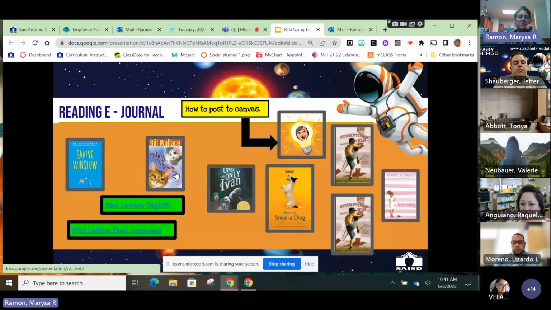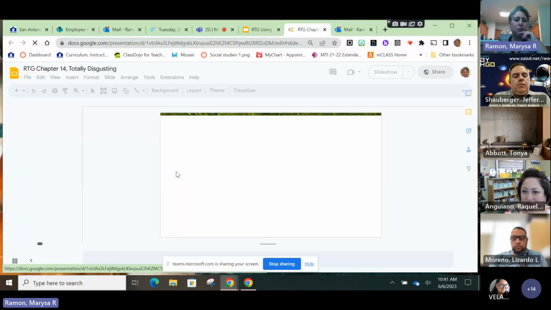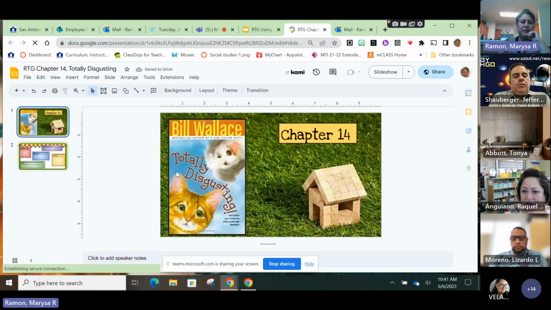We go to this one, which is my absolute favorite. This is the end of 4th grade reading level. And this one's Totally Disgusting. Totally Disgusting is an amazing book about character building and motivation, what motivates the character to do what they do, whether it's good or whether it's bad, and the turning point. This is a really good narrative for that.